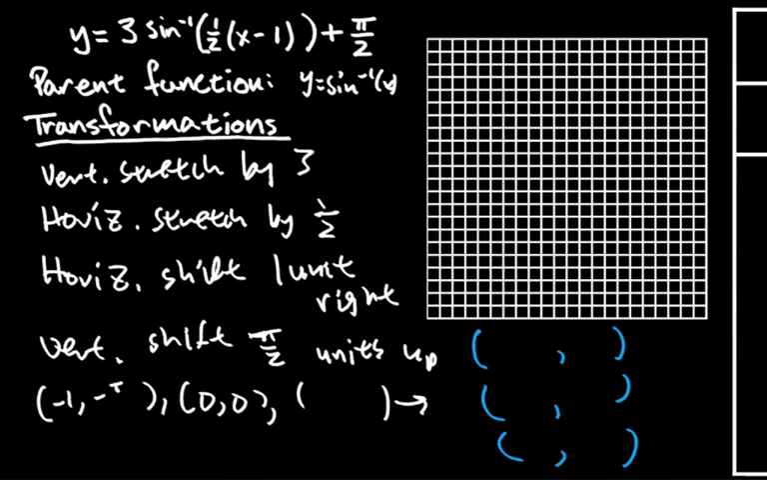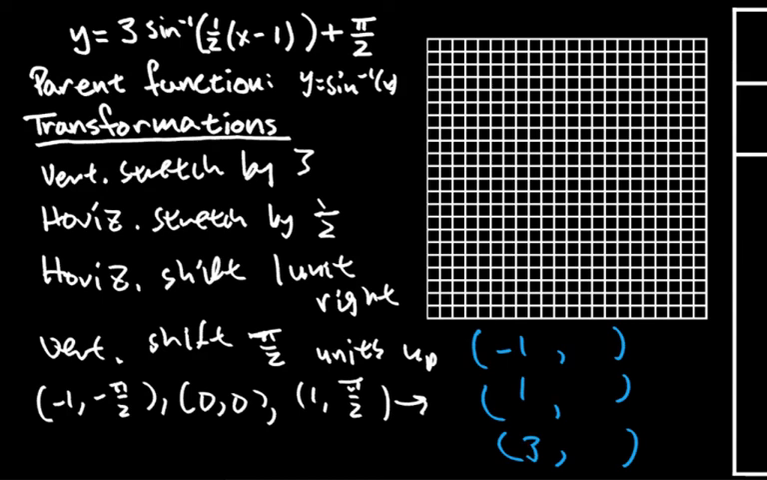-1, negative pi over 2. I was thinking sine, but they're reversed, doesn't matter. Okay, so 2 times that is going to be -2, plus 1 is -1. 2 times 0 is 0, plus 1 is 1. 2 times 1 is 2, plus 1 is 3.